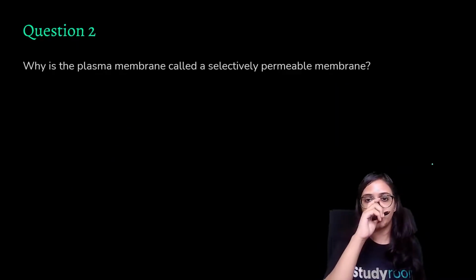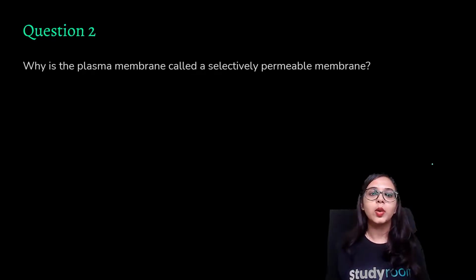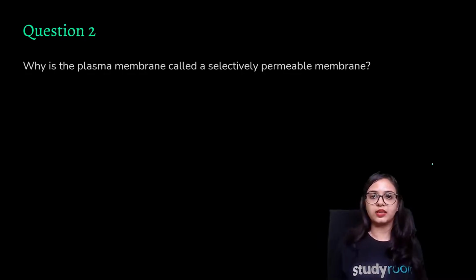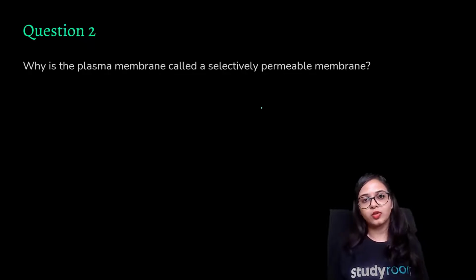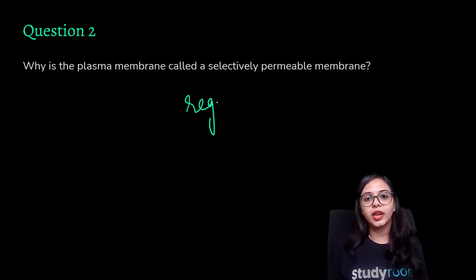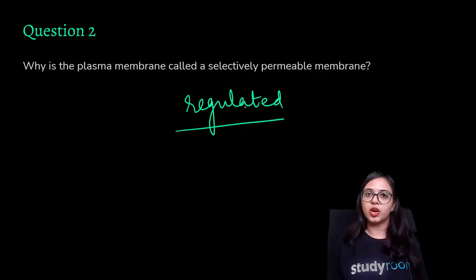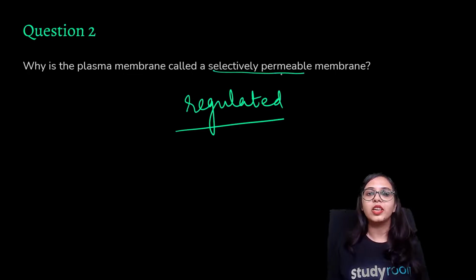Why is the plasma membrane called a selectively permeable membrane? Because it allows only some selected particles to go inside and outside the cell. Whatever particles are flowing in and out of the cell, that movement is regulated by the plasma membrane, and that is why the plasma membrane is called a selectively or semi-permeable membrane.